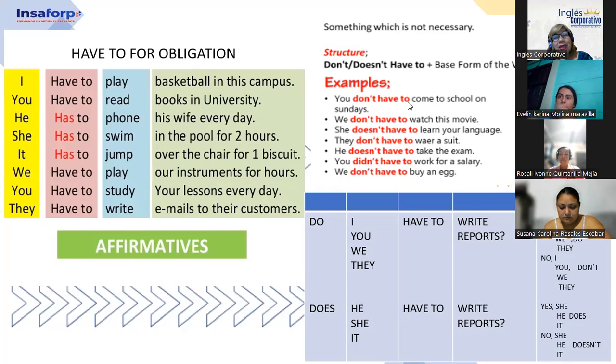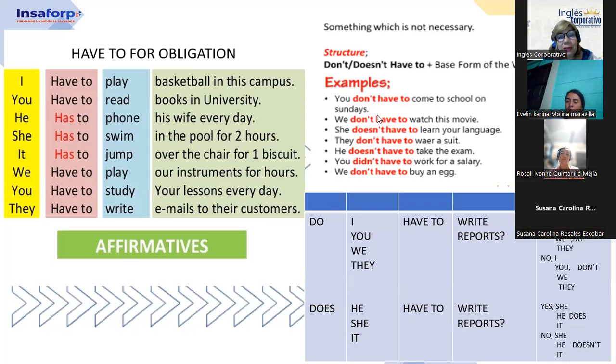And we said yesterday that the negative of have to is different from the affirmative. The negative has another meaning, is another context. Because you are not saying that something is not an obligation, you are saying that something is not necessary. And the structure is don't or doesn't, plus have to, plus the base verb. That is the same, right? I say infinitive, but it's the same. Base form is the same. You can say base form, you can say infinitive. Example: you don't have to come to school on Sundays.